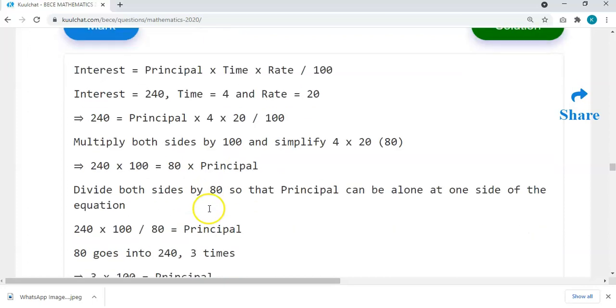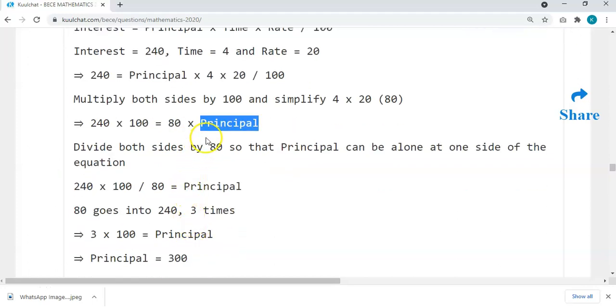Now we only want this part, and this is multiplying, so we can divide both sides by 80, so that the principal will be alone. Now we need to simplify this. We can cancel the 0, so this 0 cancels 0. Now 8 can go into 24, 3 times. So you get 30 times 10, which gives you 300.